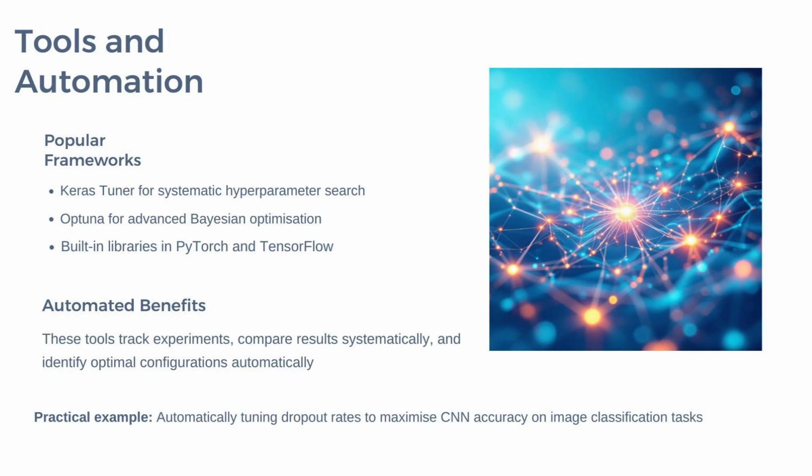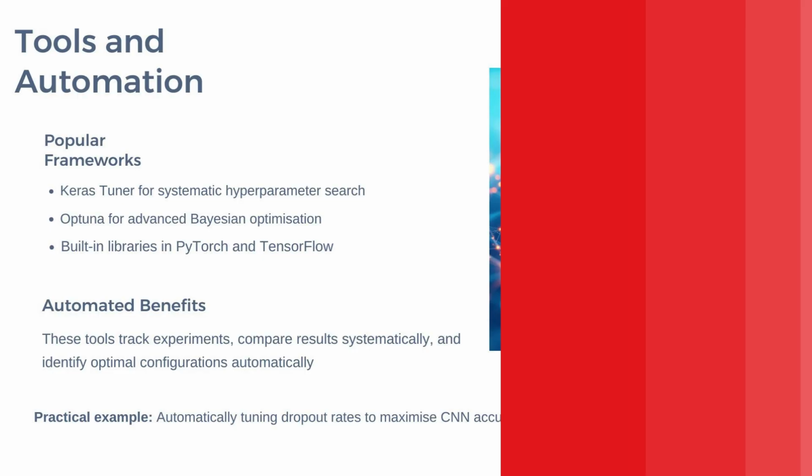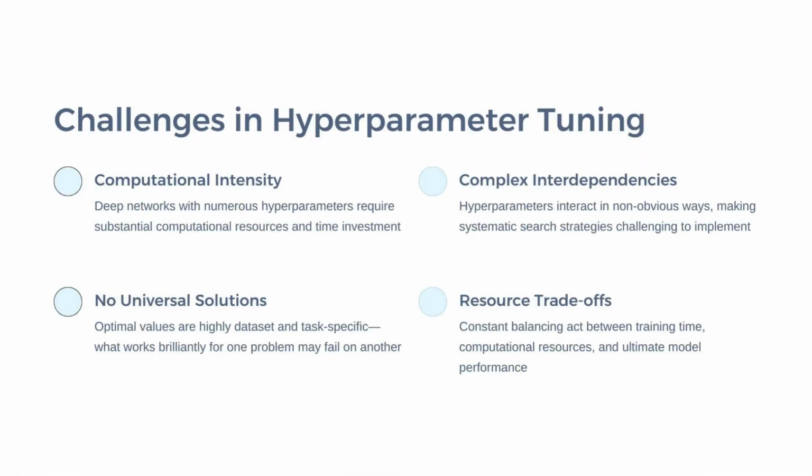Let's see the tools and automation. Popular frameworks: Keras Tuner for systematic hyperparameter search, Optuna for advanced Bayesian optimization, and built-in libraries in PyTorch and TensorFlow. Automated benefit: these tools track experiments, compare the results systematically, and identify the optimal configuration automatically. Practical example: automatically tuning the dropout rates to maximize convolutional neural network accuracy on an image classification task.